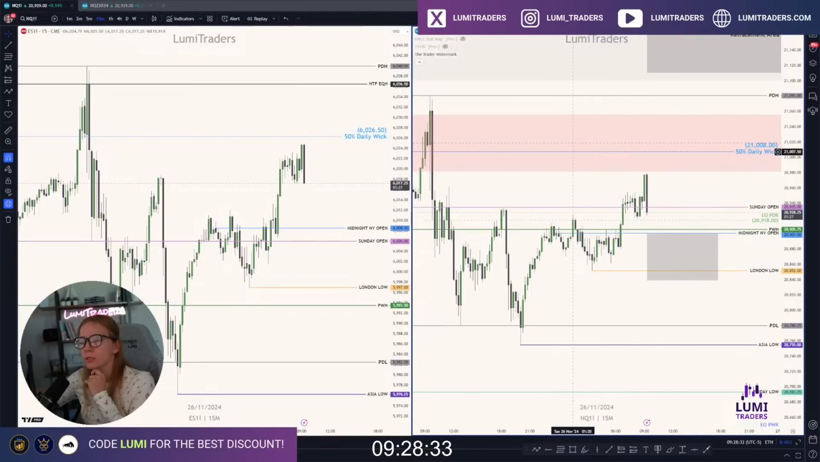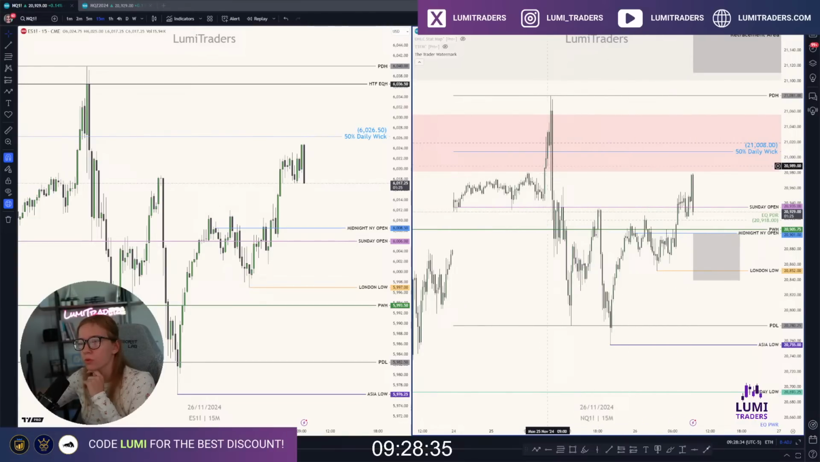Also looks like this rejection was from this 15-minute inversion. Right here on both ES and NQ, it's trying to react from this inversion. See this? Interesting. Okay.